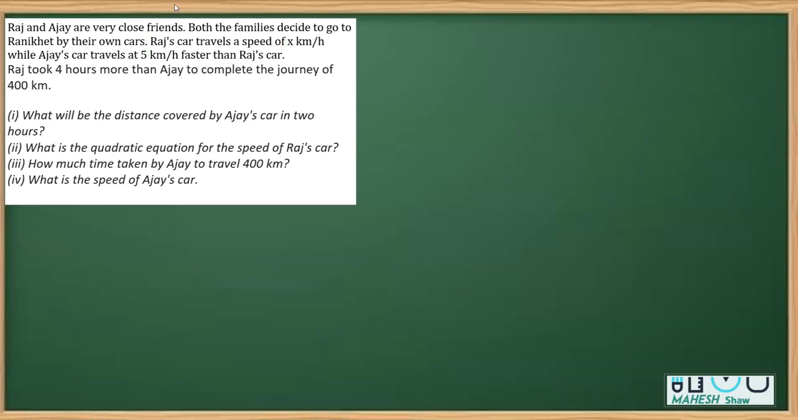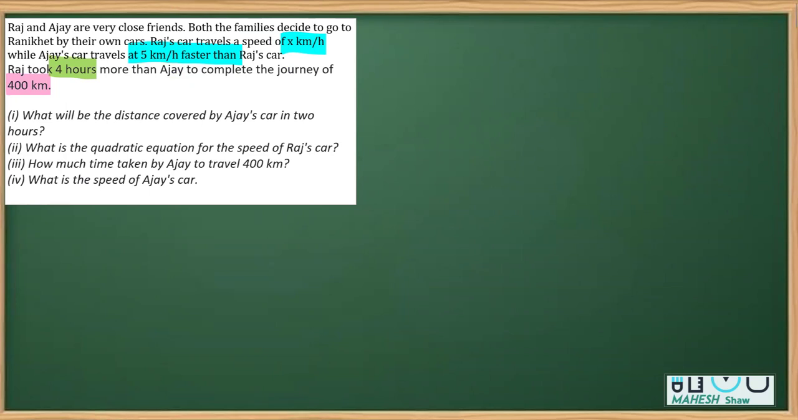So we should know that the speed with which Raj's car is traveling is x kilometer per hour, and the speed with which Ajay's car is traveling is 5 kilometer per hour faster than that of Raj's car. Further, it's given here that Raj took 4 hours more than Ajay to complete the journey. That means we know the difference of time here, which is 4 hours. And we know the total distance covered as both the cars are covering 400 kilometers.